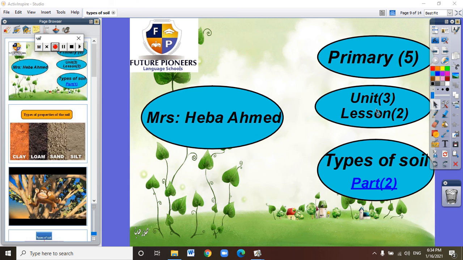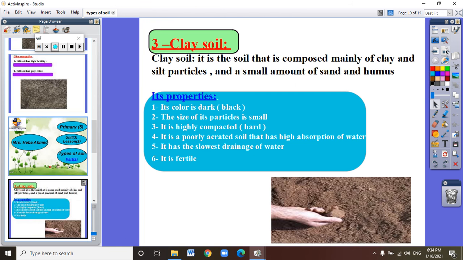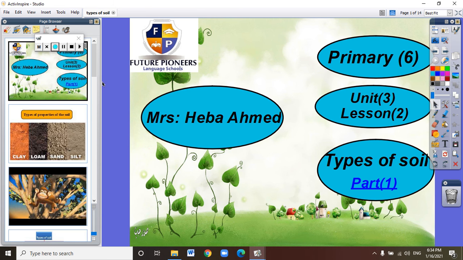Today we will take lesson 2 from Unit 3, Types of the Soil, and we will take Part 1.